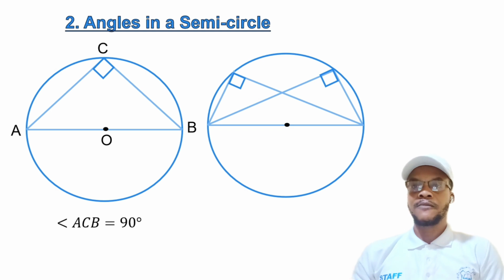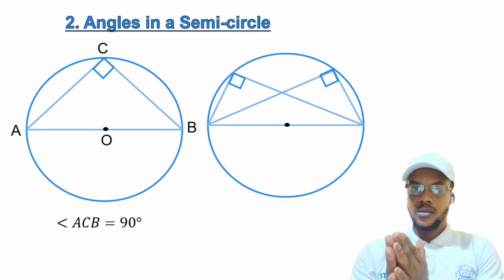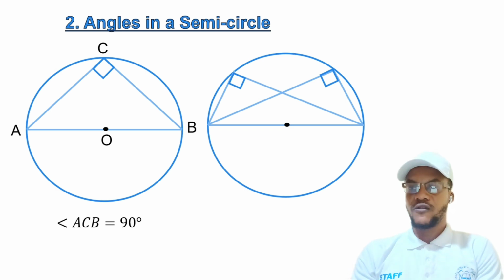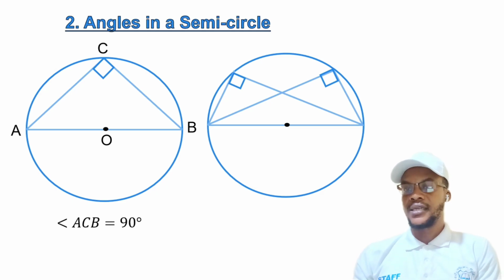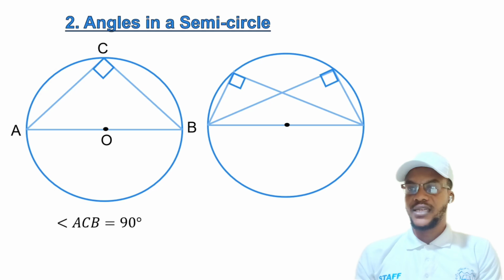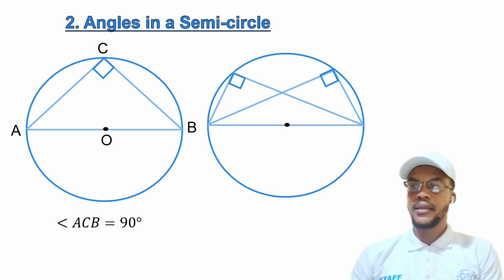If that is the case, we are going to use our software. Remember in our previous lesson, I gave you a software that we shall be using for this. We are going to use it to prove that indeed an angle subtended by a diameter at the circumference is always 90 degrees or a right angle. So if that's the case, let's quickly move to our software.